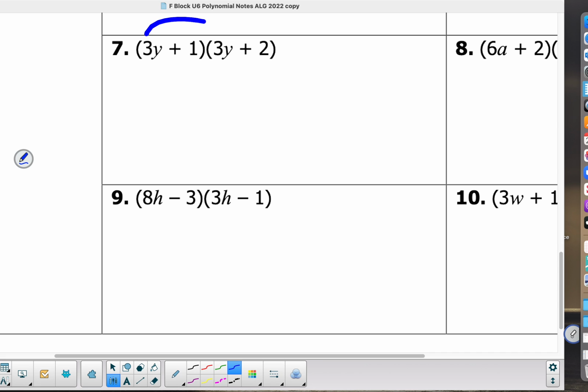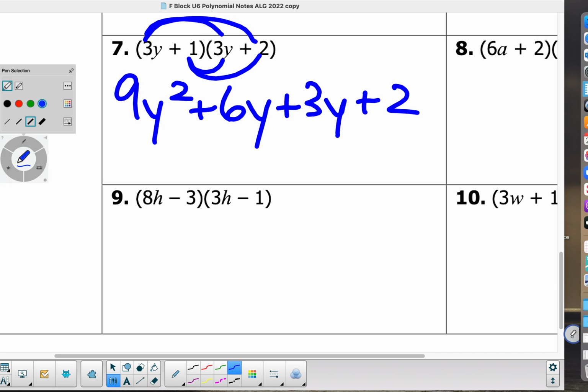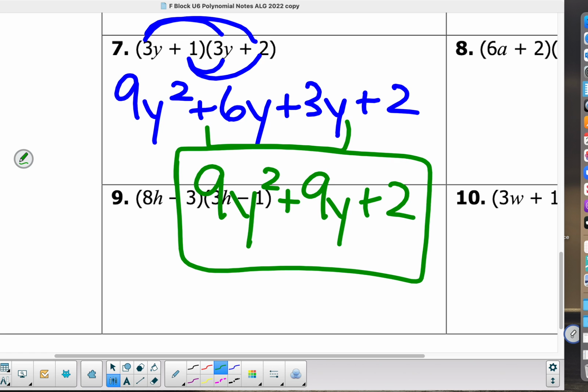Let's look at number 7 on the video. So 3y times 3y gives me 9y squared, and then 3y times positive 2. Then move back and distribute the 1, and 1 times 2. Once again, creating a pair of like terms in the center. Combine your like terms, and the expression falls out already in standard form based on the exponents.